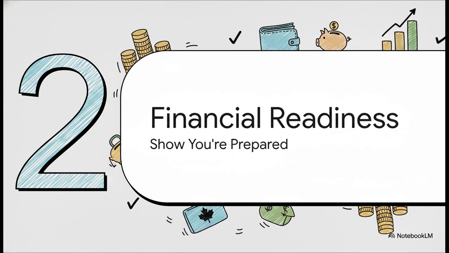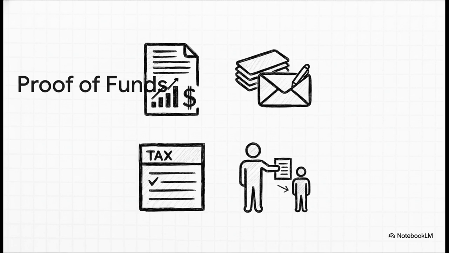Next up, let's talk about financial readiness. You have to prove to the Canadian government that you can actually afford your trip and support yourself for the whole time you're there. And there are actually several ways you can do this. Bank statements are pretty common, but here's a little pro tip. Officers are looking for a consistent history of funds, not a huge chunk of money that suddenly appeared yesterday. You can also use things like an employment letter that states your salary, your recent pay stubs, or even tax returns.